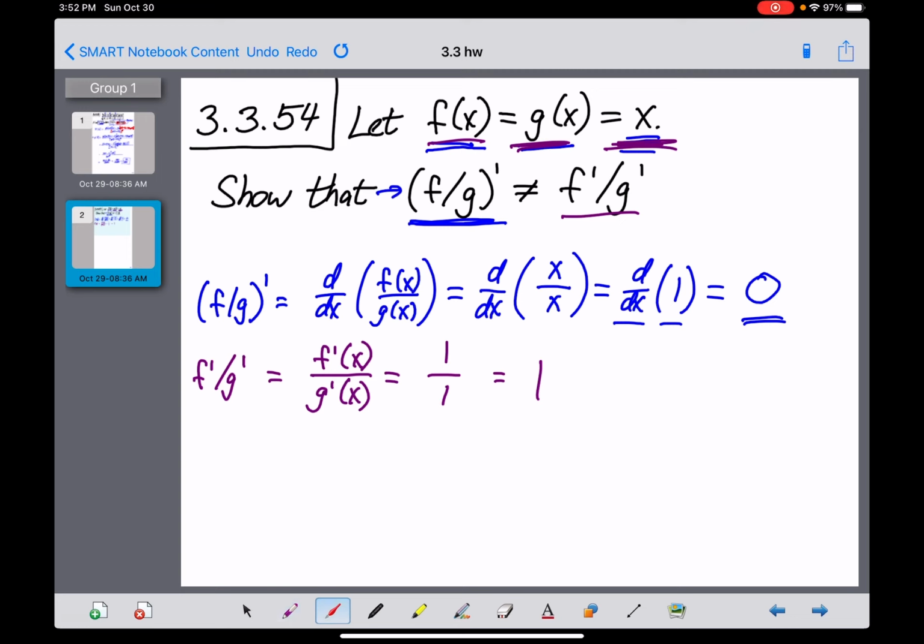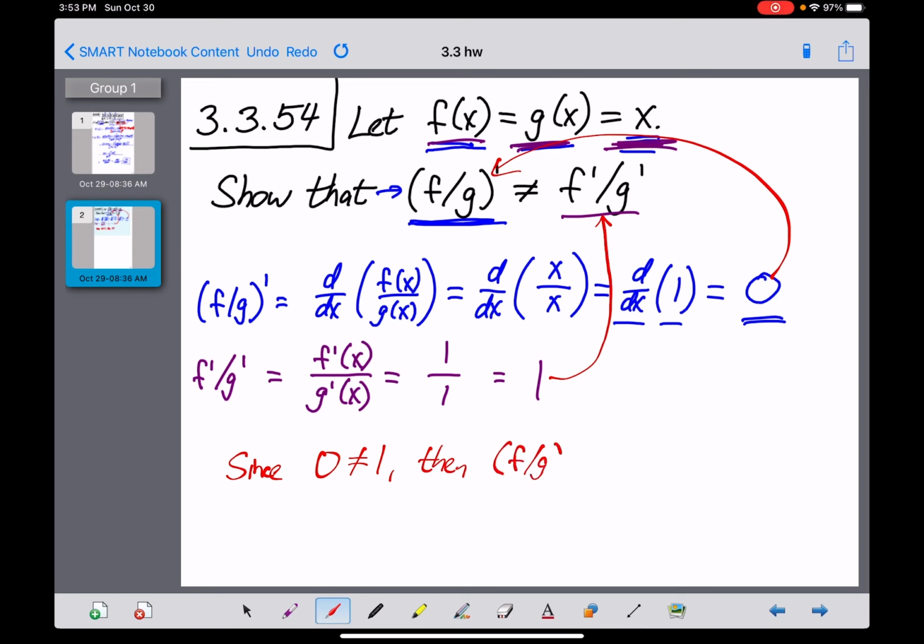So in blue here, that 0 was the value of the left side of this expression, and this 1 in purple is the value of the right side of the expression. So you could make the argument now that since, okay, Captain Obvious, 0 is not equal to 1, then we can conclude, let's write this out formally, that f over g prime, the derivative of a quotient, is not equal to simply the derivative of the numerator divided by the derivative of the denominator.